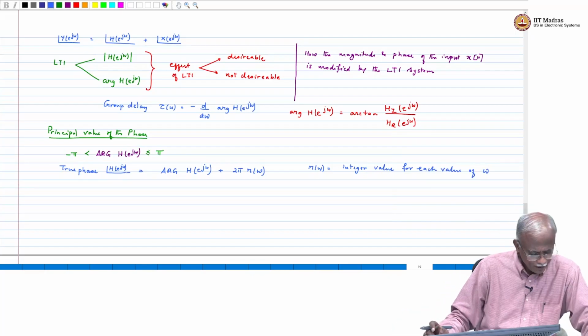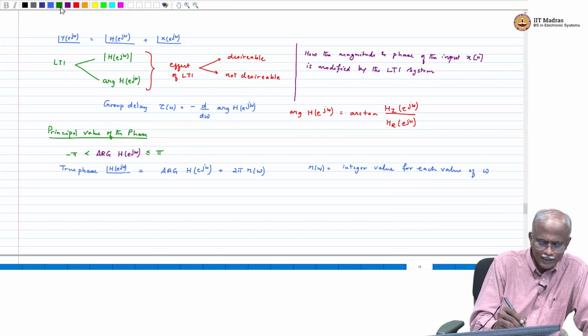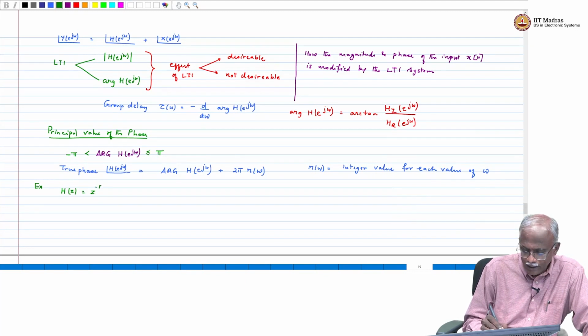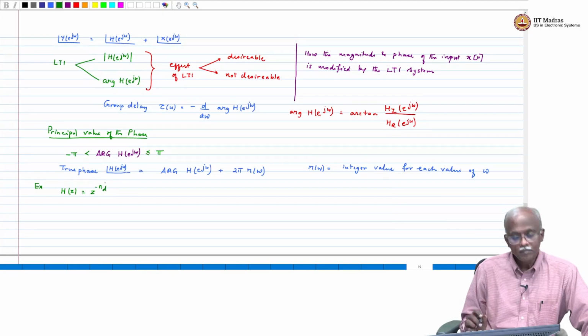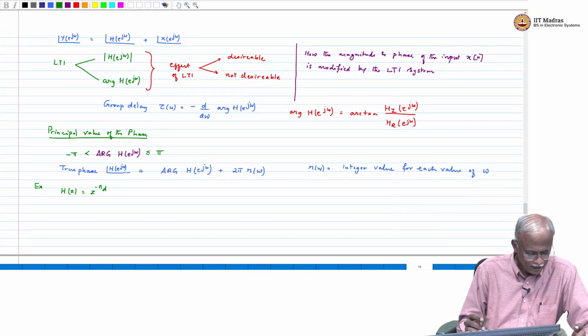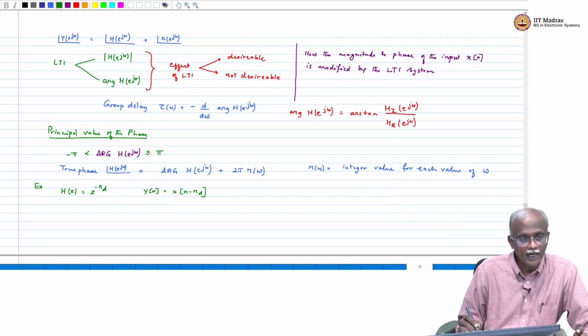Okay, let me give you an example, because it is easy to visualize in the context of an example. Supposing we were given that our LTI system is a delay of n_d units, where n_d is some integer value. Then we know the input-output relationship: y[n] is equal to x[n minus n_d].